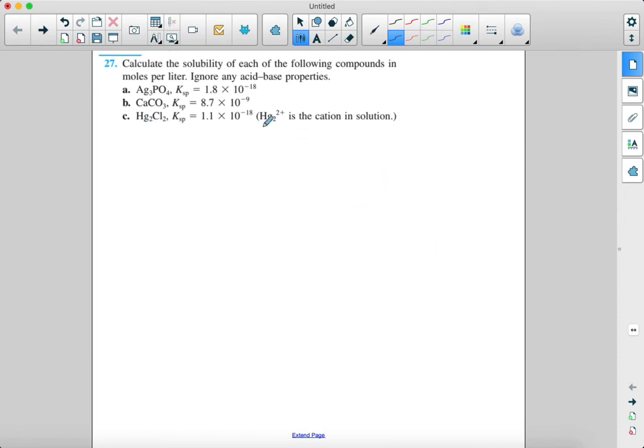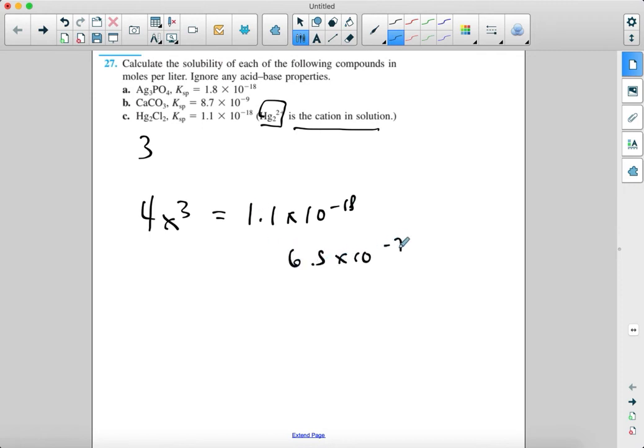Last one is a weird ion. Hg2 2 plus is actually a single ion. It's kind of a weird one. It's one of the only ions that occurs diatomic with mercury, the charge. So what I'm going to end up with is 3 ions. So that means 4x cubed is equal to 1.1 times 10 to the negative 18th. My first go-to move is 1.1 times 10 to the negative 18th divided by 4. And then I'm going to take the cube root of that. And ultimately what I end up with is 6.5 times 10 to the negative 7th.